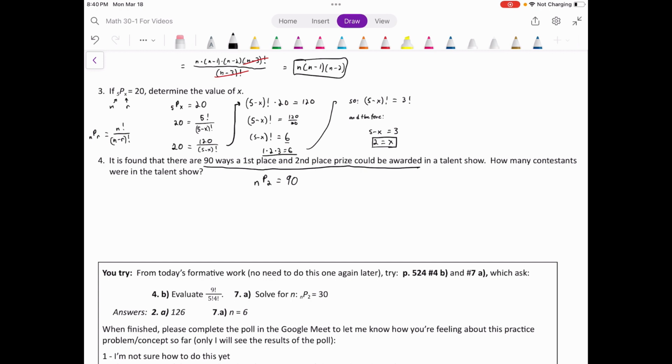And we're being asked to figure out what is n, right? How many contestants were there to choose from? So keeping in mind that, again, nPr is n factorial over n minus r factorial. Well, our r is just 2, and we know that this side of the equation is 90, right? n pick 2 is 90. So that just means we can say 90 is equal to whatever n is, factorial, over n minus 2 factorial, right? And here we go.